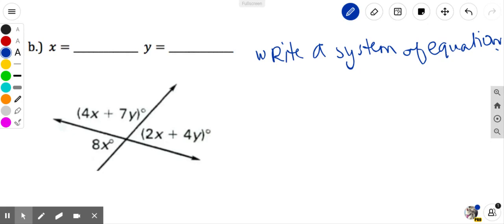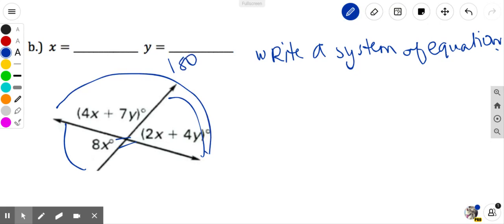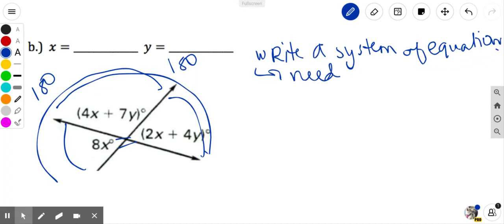Okay, so basically there are three relationships that I just talked about. We could use the vertical angles, so one of your equations could be 8x equals 2x plus 4y. You could use these two, add them to 180, or you could use these two, add them to 180. It doesn't matter which ones you choose, but you have to write two equations. So you need two equations.